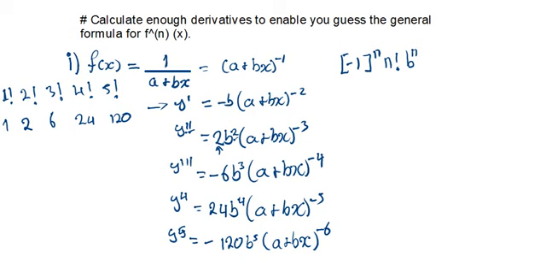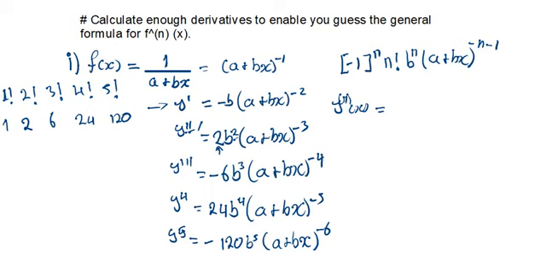Then what are we going to have in the brackets? We observe that in the brackets nothing changes. The only thing that changes is the power there. So we can say open bracket, we are still going to have a plus bx, we close. Then the power is minus n minus 1. When n is 1, you're going to get negative 2. When n is 2, we get negative 3 there.